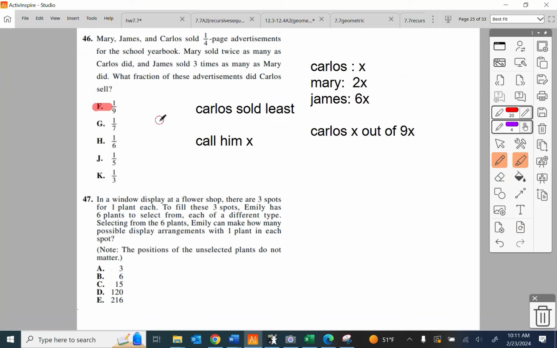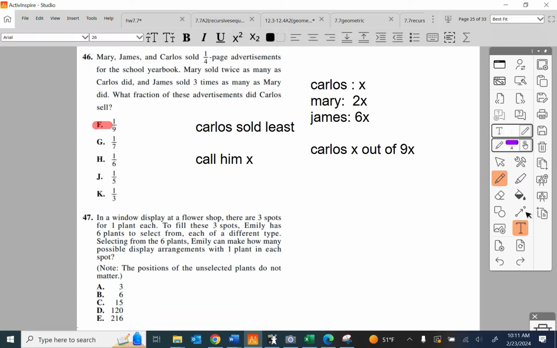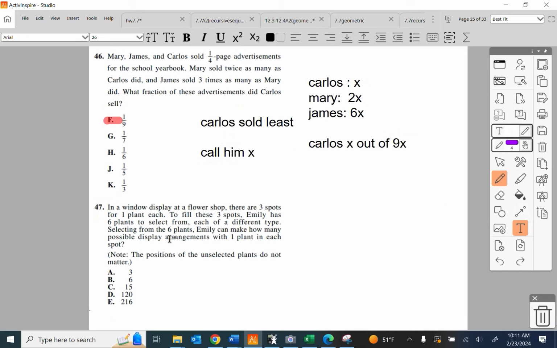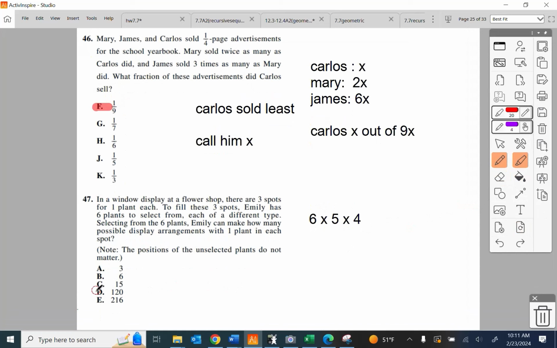In a window display at a flower shop, there are 3 spots for 1 plant each. To fill these 3 spots, Emily has 6 plants to select from, each of a different type. Selecting from the 6 plants, Emily can make how many possible arrangements with 1 plant in each spot? This is a basic probability problem. The first time she wants to fill a spot, she has 6 choices. The next time, since she's used a plant, she has 5 choices. And she used another plant, she has 4 choices. It's 6 times 5 times 4, which ought to be 120.